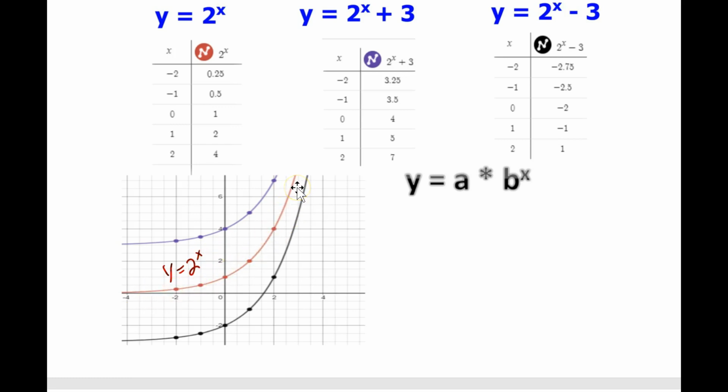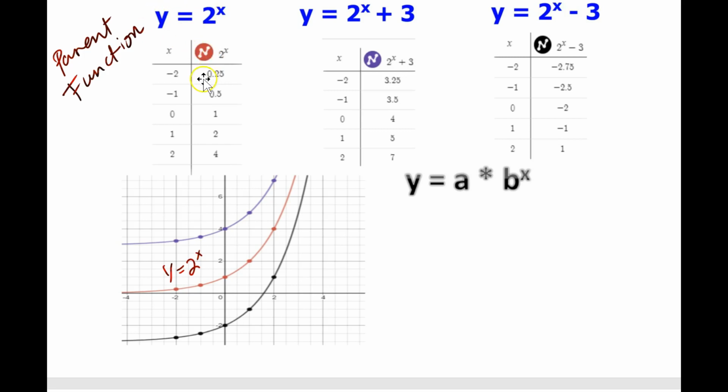This is called the parent function. And somebody was like, parent, yeah, like your parent, where you start, where you originate from. You originate from your parents. So all exponential functions originate from this equation right here, y equals 2 to the x. All linear functions originate from the parent function, y equals x. But this is where all exponential functions originate from.